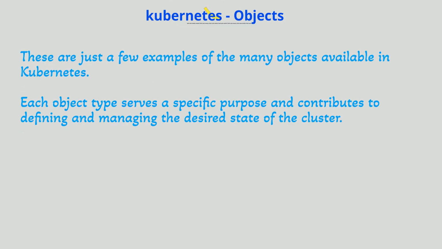These are just a few examples of the many objects available in Kubernetes. Each object type serves a specific purpose and contributes to defining and managing the desired state of the cluster.